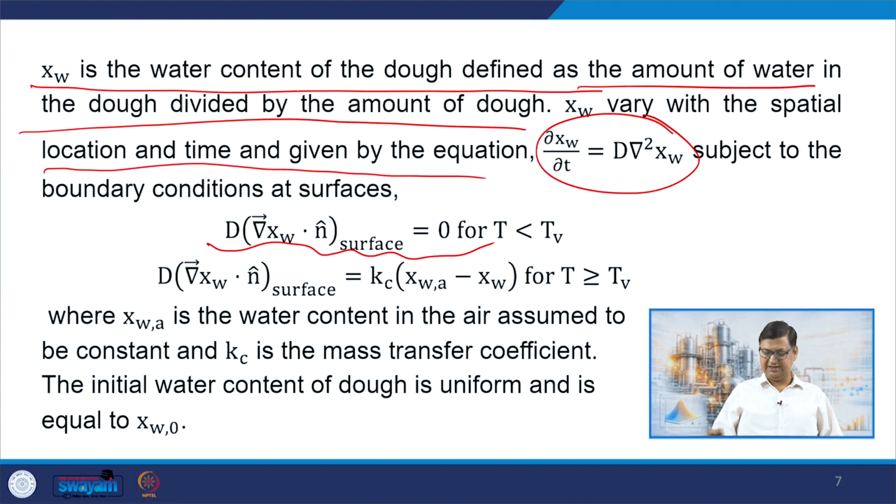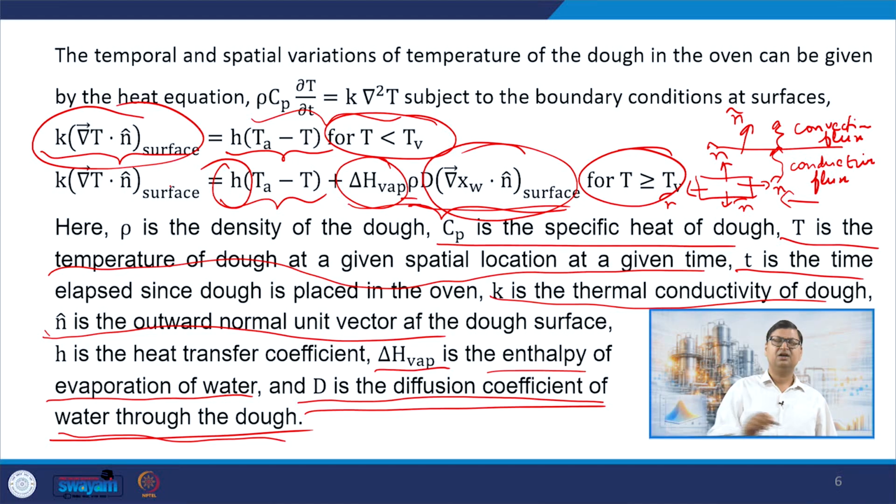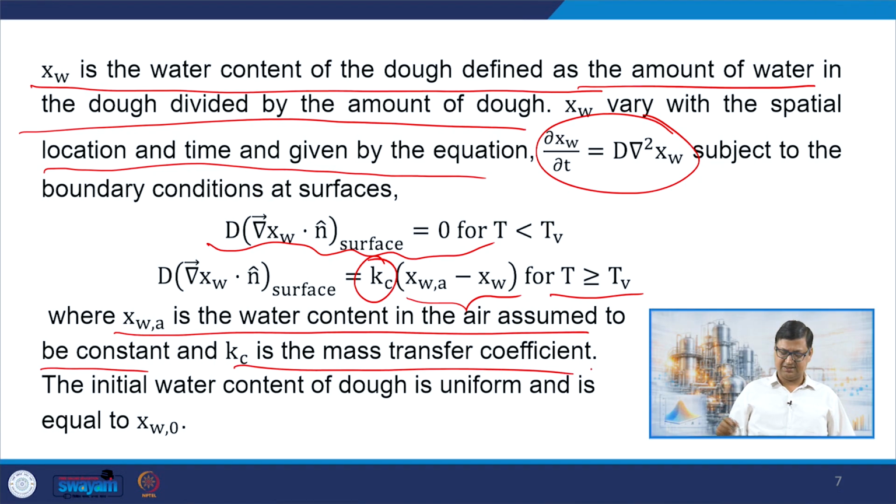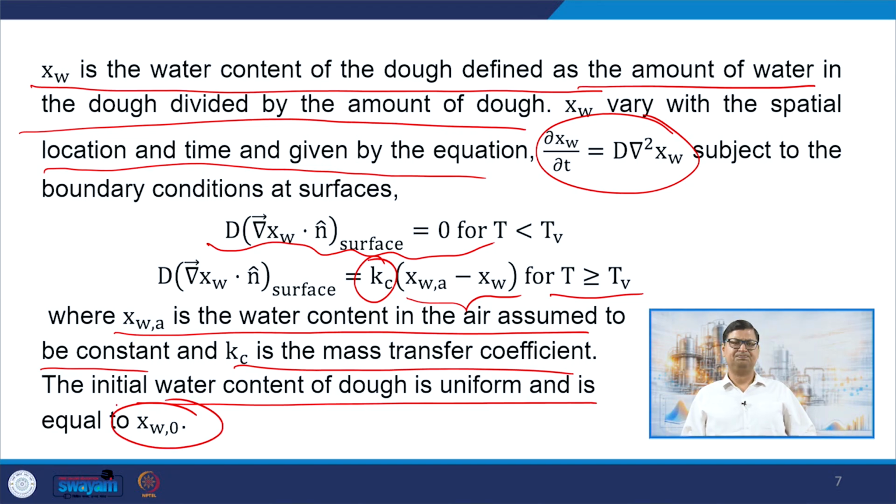Only when we exceed Tv the moisture starts to evaporate, and once it starts to evaporate, just like the heat transfer coefficient for the case of temperature, now in place of H we have the mass transfer coefficient Kc, and instead of the temperature difference now we have the difference in the water content in the ambient and inside the Duff. So, XWA is the water content in the air assumed to be constant, and Kc is the mass transfer coefficient, and then the initial water content of the Duff is assumed to be uniform and equal to some XW0.